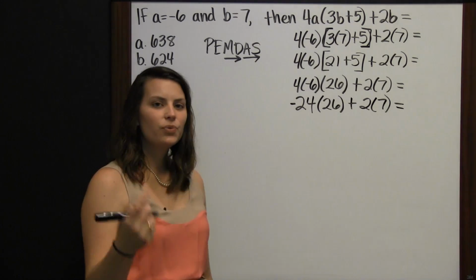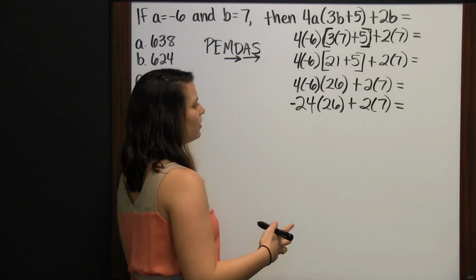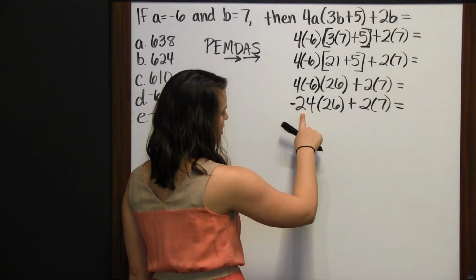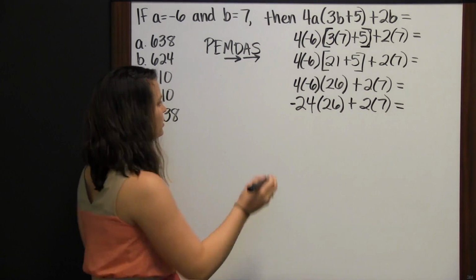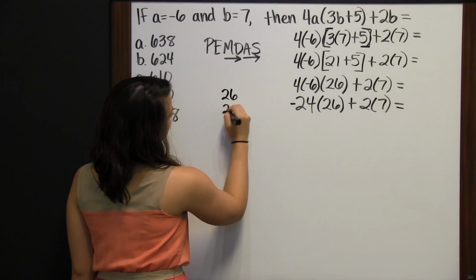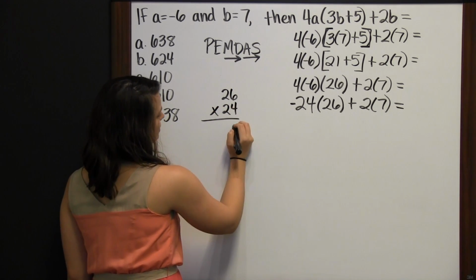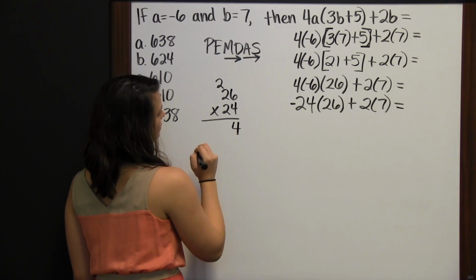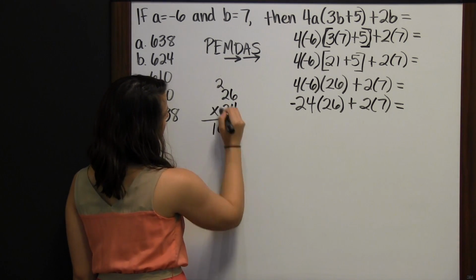So we want to continue working our multiplication from left to right until we've simplified all multiplication, which means I need to multiply negative 24 times 26 next. And I'm going to do that just right here to the side. 26 times 24. 4 times 6 is 24. So you write the 4 and carry the 2. 4 times 2 is 8, plus 2 is 10.